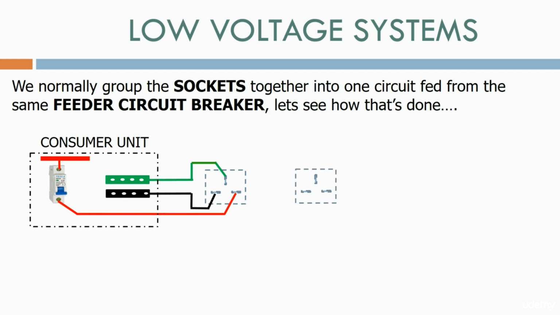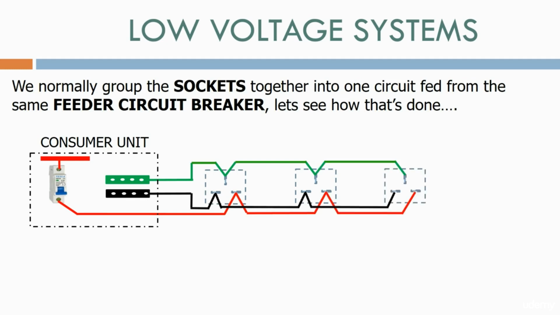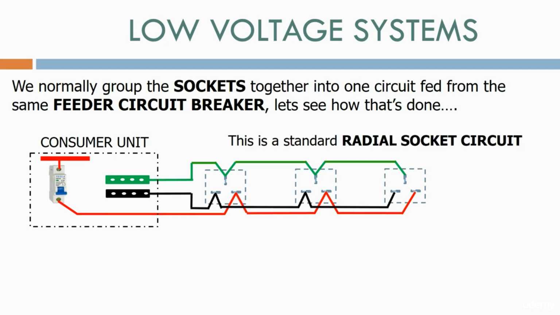Here we have another socket. This is connected in parallel to the original socket. All we need to do is loop the ground wires across, the live wires across, and the neutral wires across. We can keep on adding as many sockets as we need. This is a standard radial socket circuit.